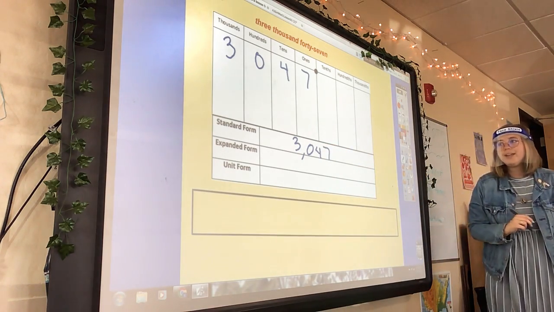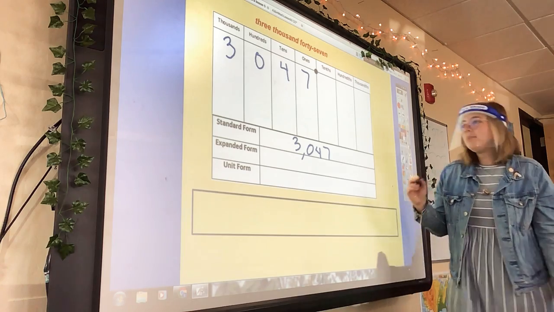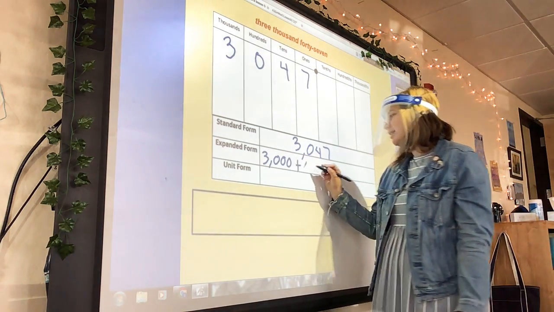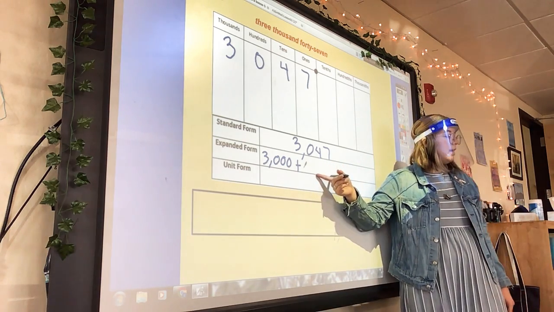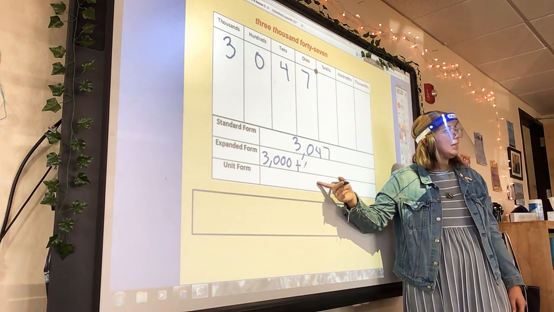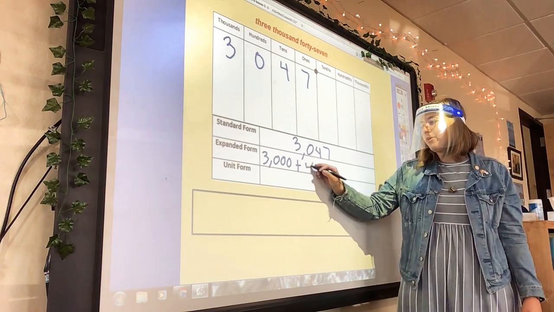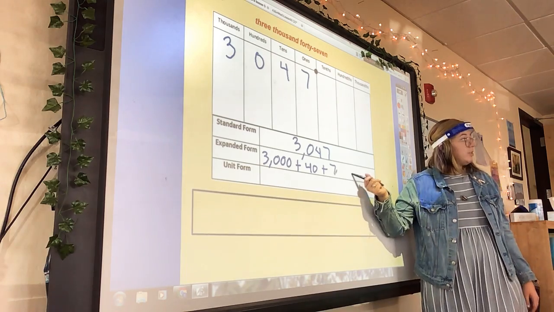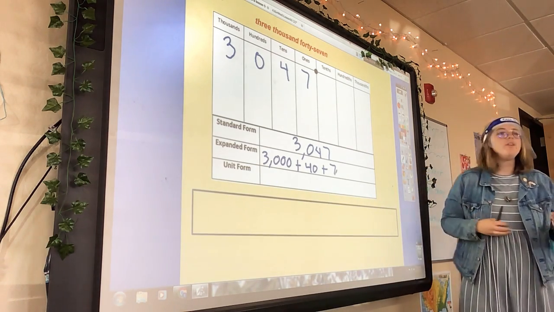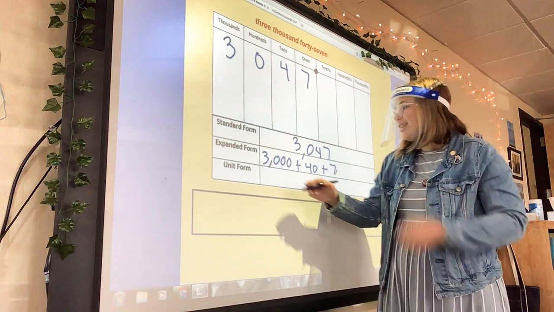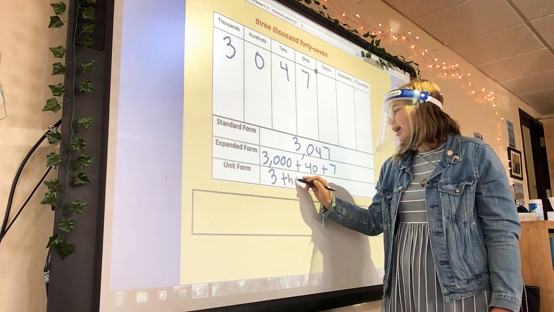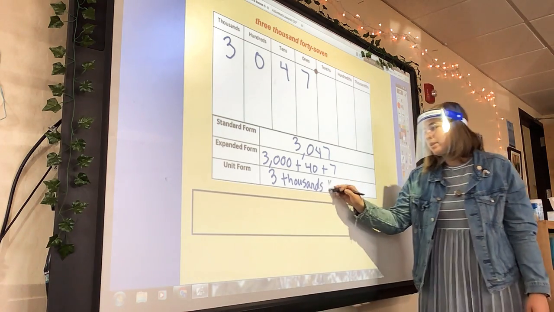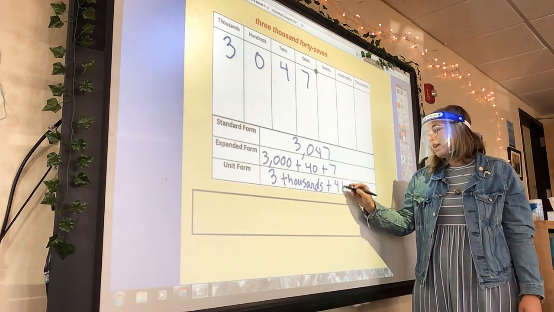3,047. Okay. Expanded form would be 3,000 plus, and you don't have to put 0, okay? You don't have to say plus 0. You can, but it's not needed. So 3,000 plus 40 plus 7, okay? Everybody understand what just happened there? Expanded form? Okay, this is review. We did this a lot last year, okay? And then unit form is 3 thousands, my bad, 3 thousands plus 4 tens.